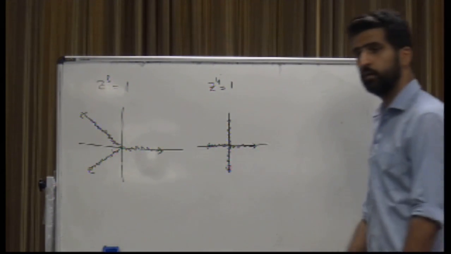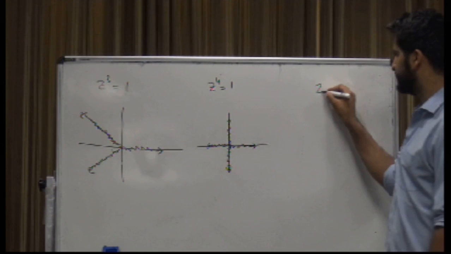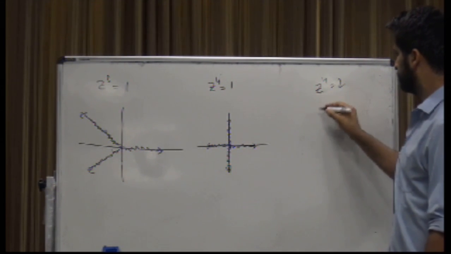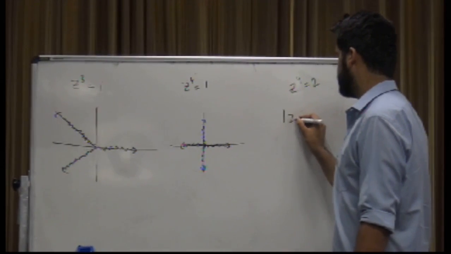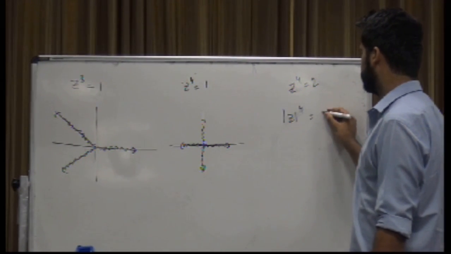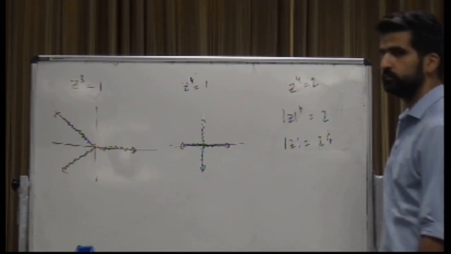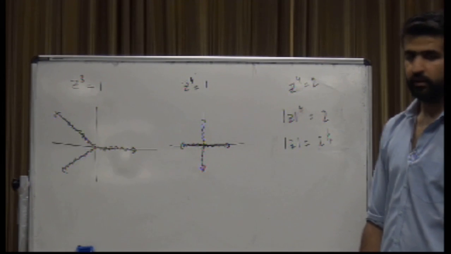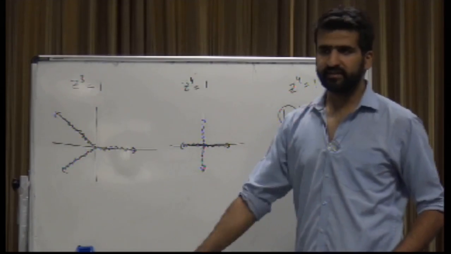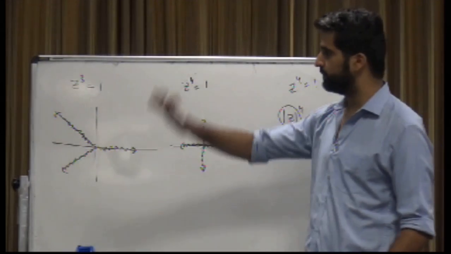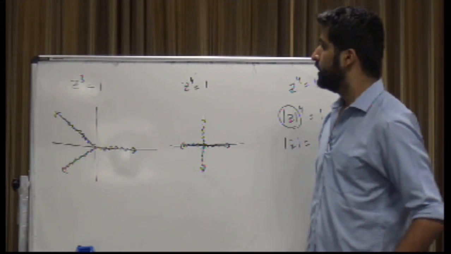If z to the power 4 is equal to 2, then if you take magnitude on both sides, what will you get? So mod z to the power 4 is equal to 2, so mod z is equal to 2 to the power 1 by 4. Since this is a magnitude, this should be a real number. In all the nth roots of unity, the magnitude is always equal to 1 for each and every root.